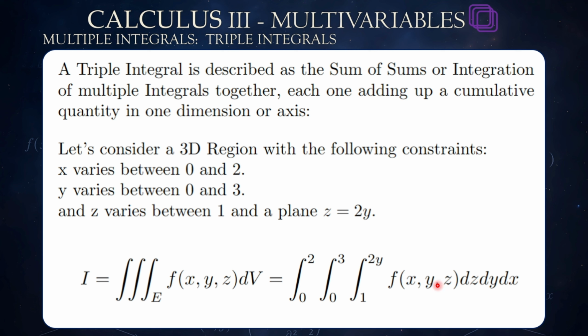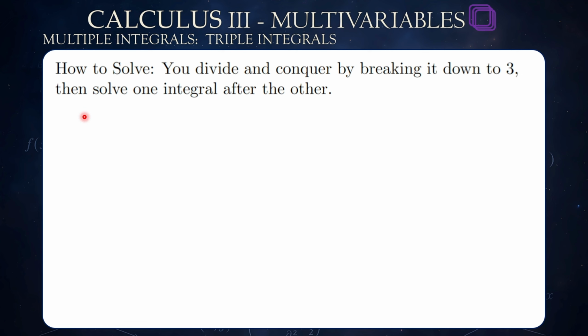At first, integrate with respect to z. Why? Because it is z that is changing from one discrete value to actually a function, which is 2y. Then with respect to dy, then with respect to dx to solve the integral. How to solve? You divide and conquer by breaking it down to 3, then solve one integral after the other.